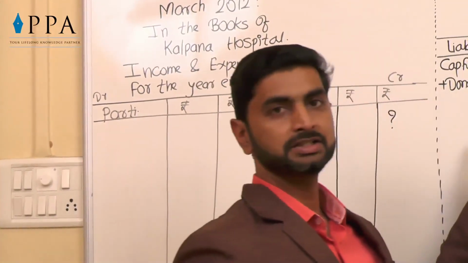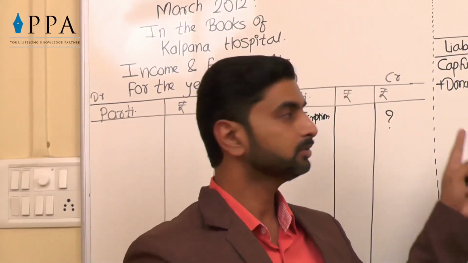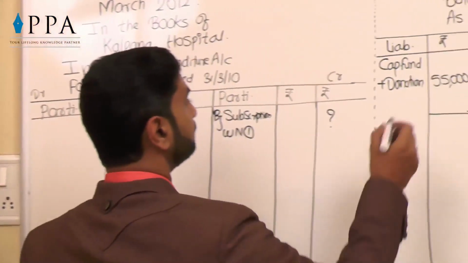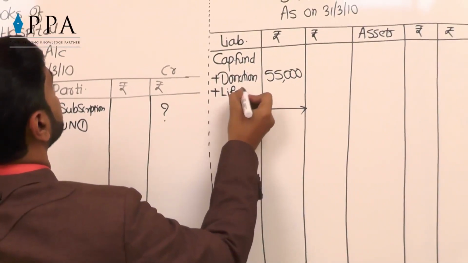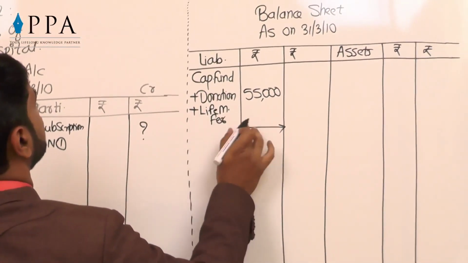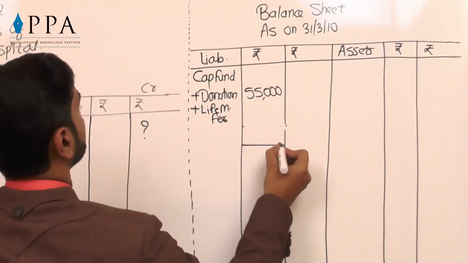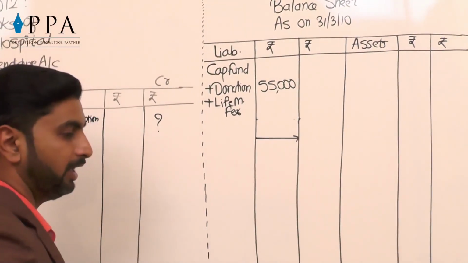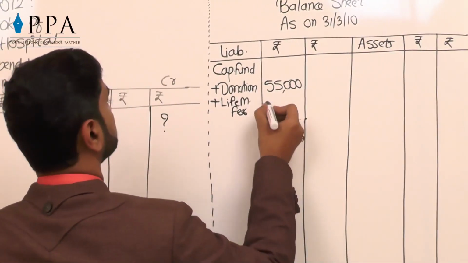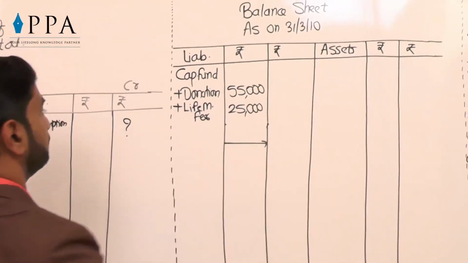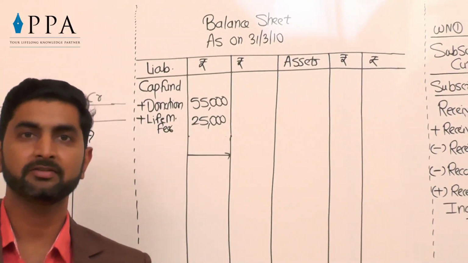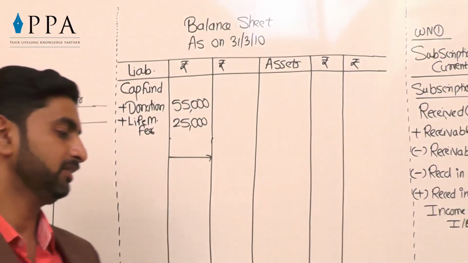So let's come to the balance sheet liability side and come to the capital fund. Add the amount here, life membership fees is added. The amount of life membership fees is 25,000. Capitalized means added in capital. Okay, so that was the second effect of life membership fees, capitalized.